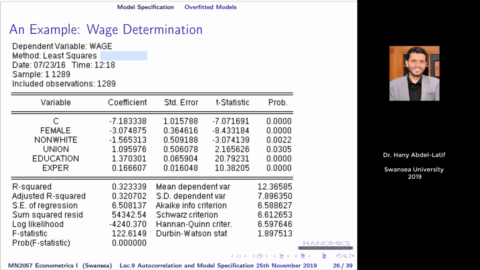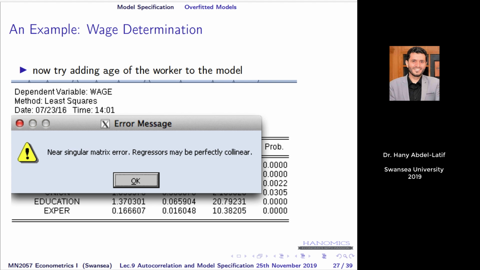I'll show you. Remember when I talked about multicollinearity last time, I said I'm not very worried about perfect multicollinearity because the software will warn you about it. The problem is with imperfect multicollinearity, because the software will give you results and won't warn you about anything. This is a typical case of perfect multicollinearity where you have no actual estimation. EViews gives me an error message, and it's very clear: your regressors may be perfectly collinear.